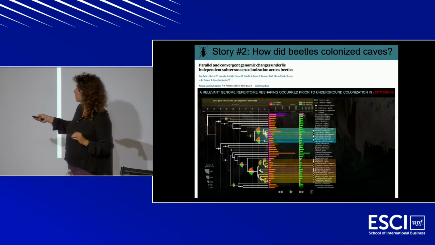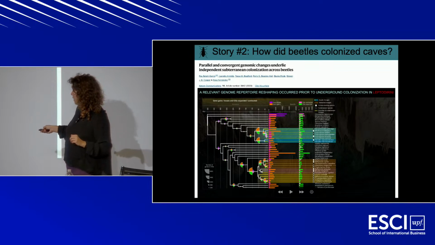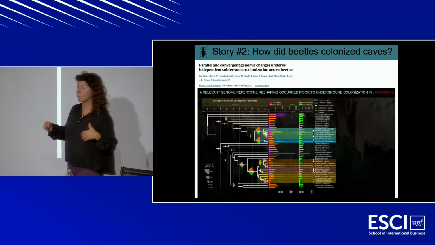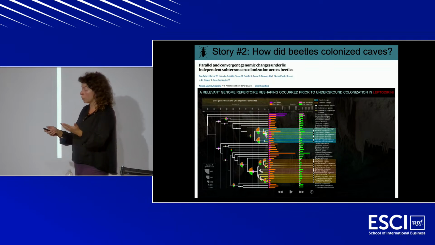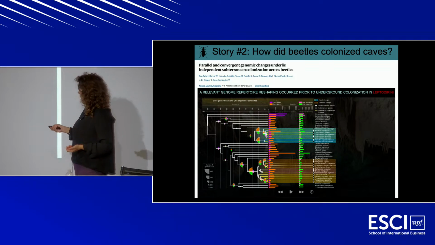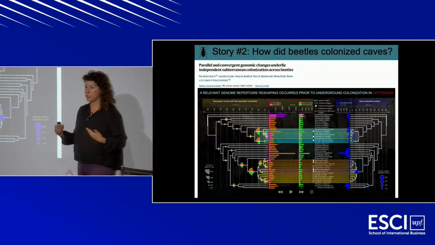In every single case, before, look at this. Like here we have another example of surface one and cave ones. There's a little bit more here, but most of the changes occur before the diversification of each surface and each species that colonize cave afterwards. And the same occurred with gene duplication.